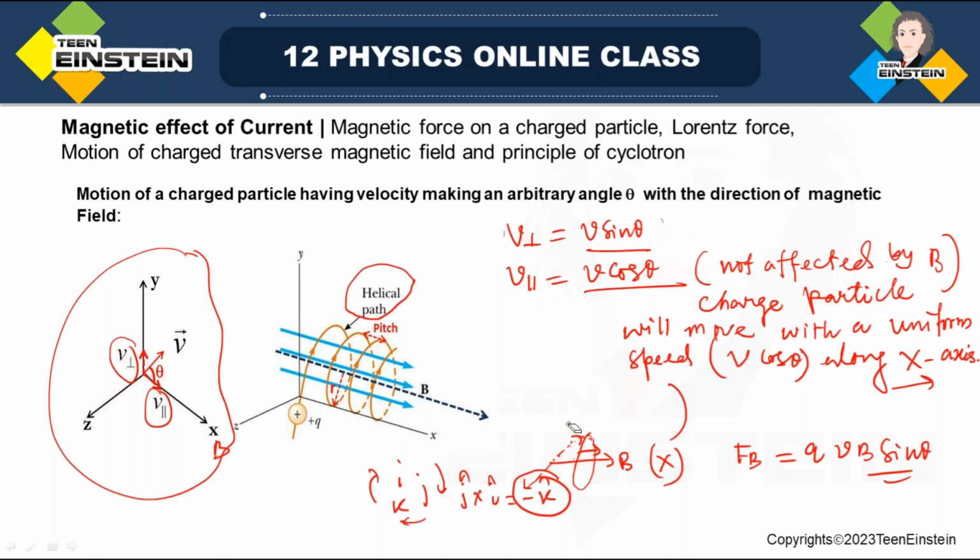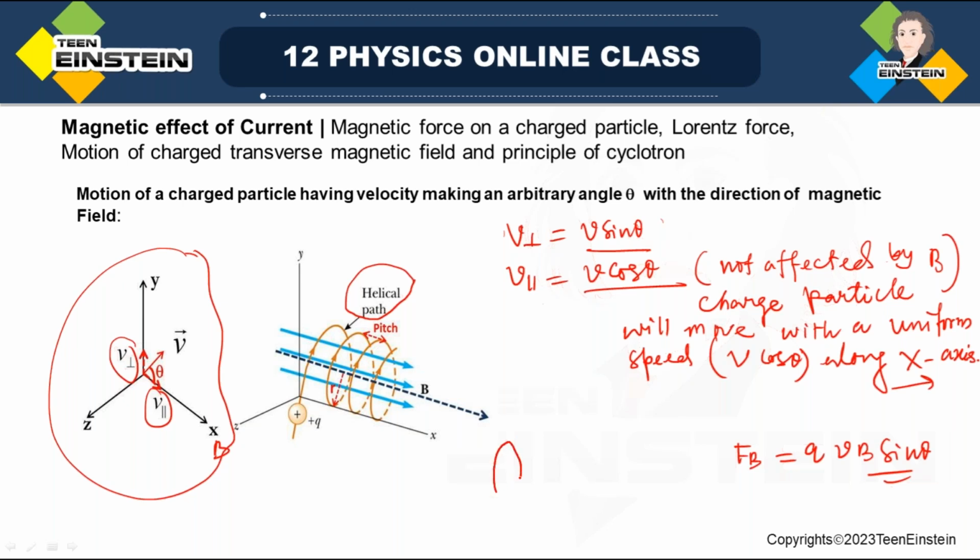Because of this perpendicular component of the velocity vector, the charged particle will experience a force in the negative z direction, which will act as a centripetal force and try to make the charged particle move in a circular path. If I go like this, then it is a circle. But suppose I start from here and come back to this point; by that time, due to V parallel, the charged particle moves up to here.